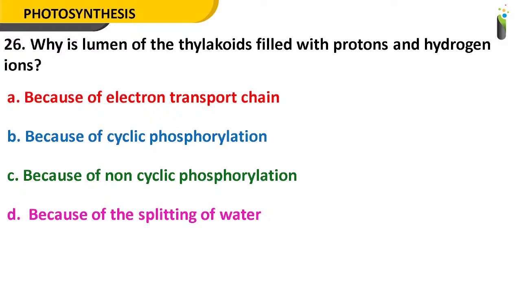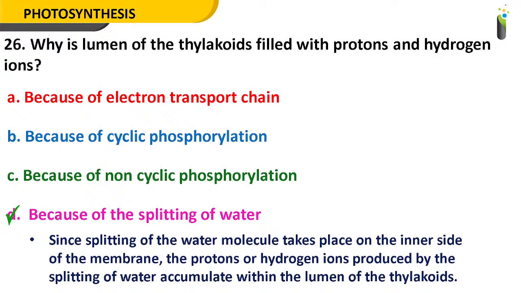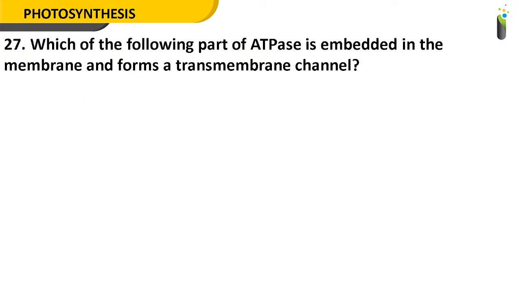What should be the answer for this? Well, the correct answer is D. Because of the splitting of water, that is photolysis of water, the lumen of the thylakoids is filled with protons and hydrogen ions. Since splitting of the water molecule takes place on the inner side of the membrane, the protons produced by photolysis of water accumulate within the lumen of the thylakoids. Coming to the next question, number 27.